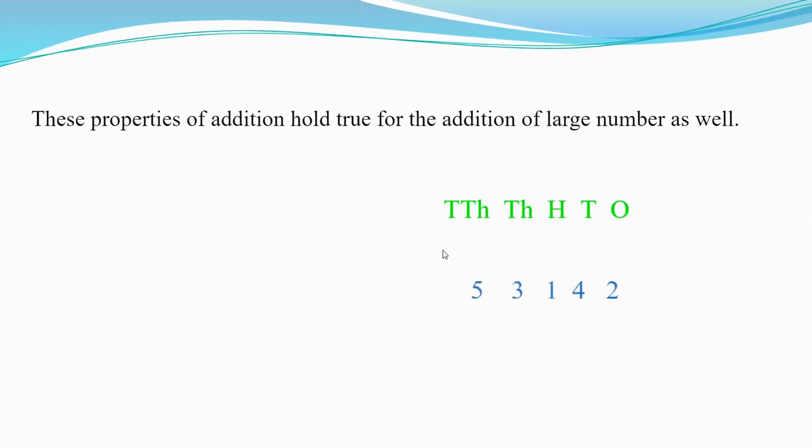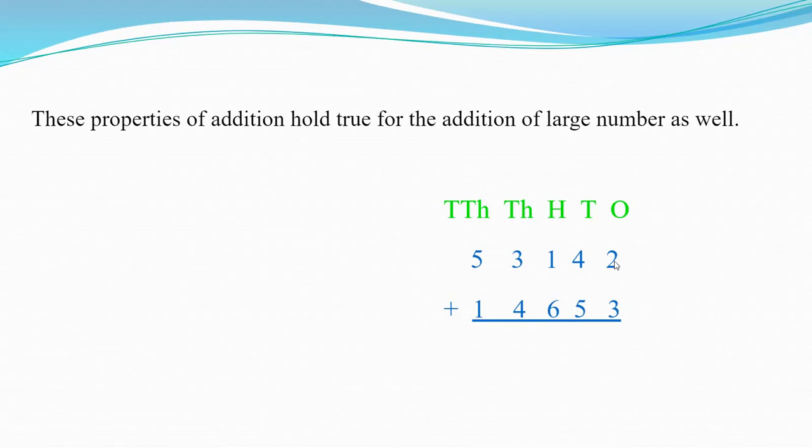The first number is 53,142 and the next number is 14,653. When we add these numbers, we write them in columns. Columns means all the ones are written under ones, all the tens are written under tens, all the hundreds are under hundreds, and like this thousands, and ten thousands.